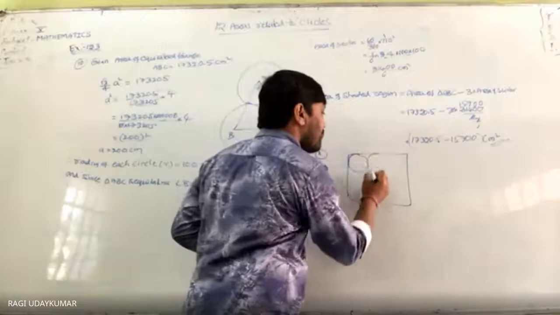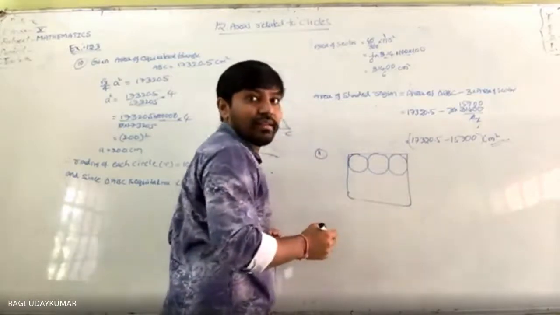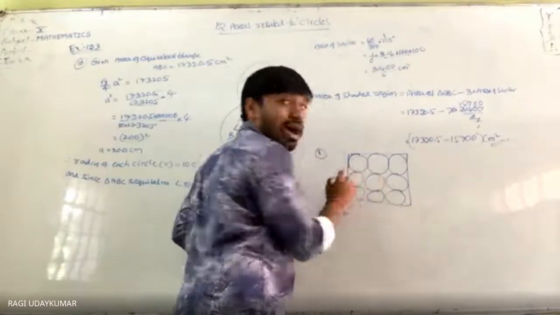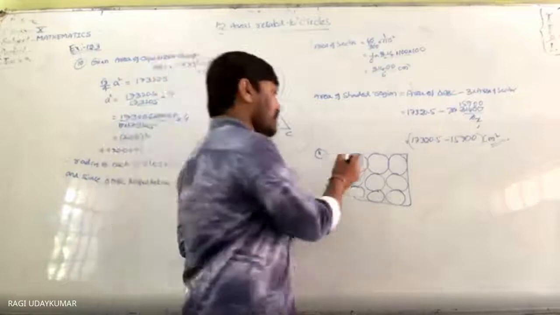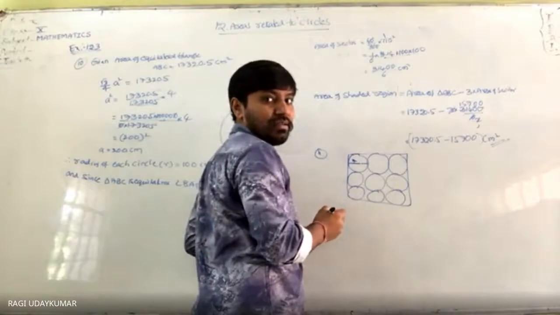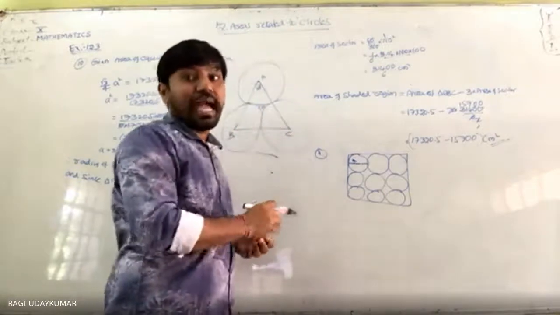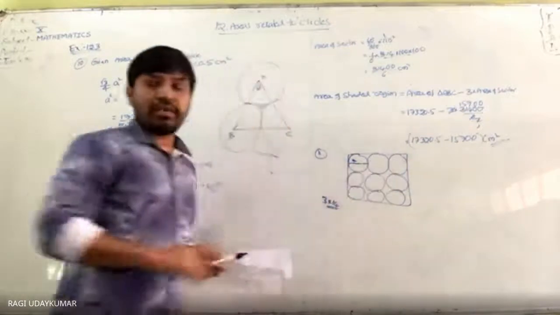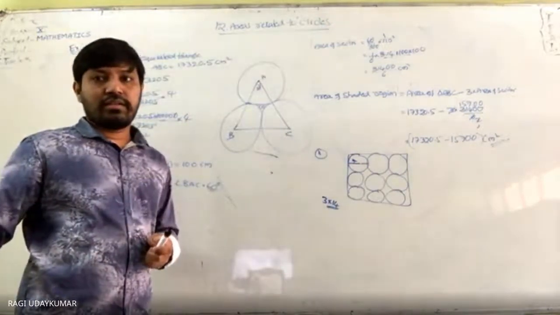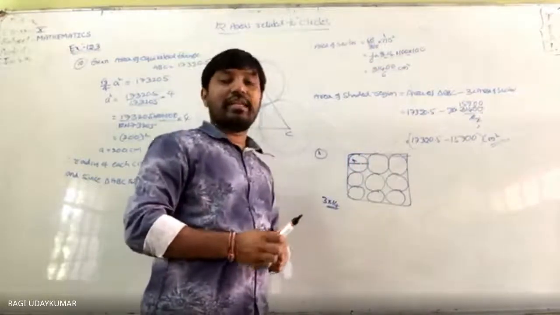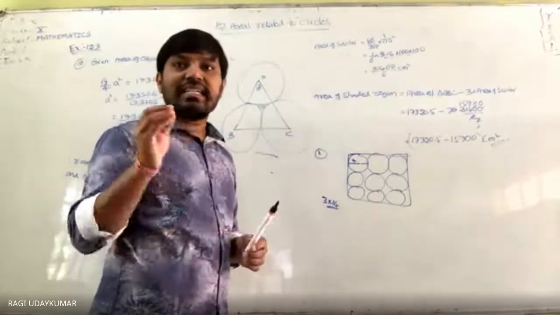The circles are arranged like this, one here, one here, with equal radius. The radius is 7 centimeters, so the diameter is 14 centimeters. The side of the square is 3 into 14, so this width is 42 centimeters, which is the side of the square.